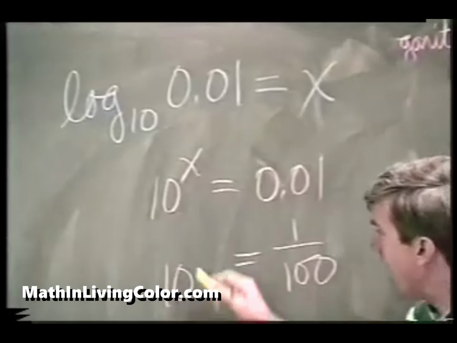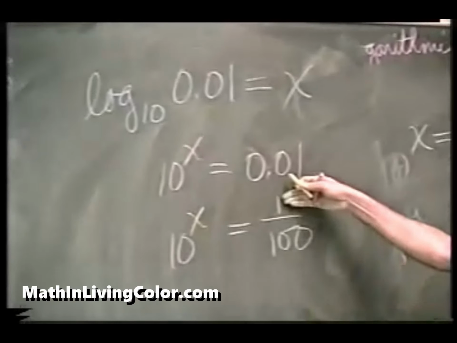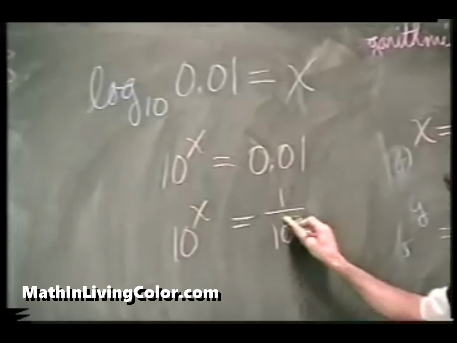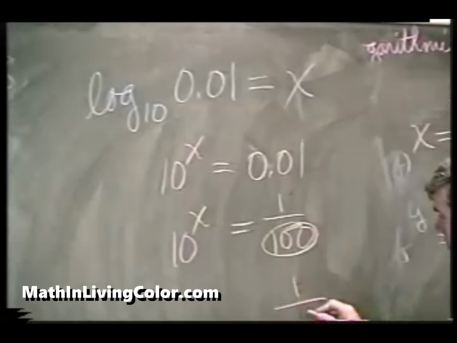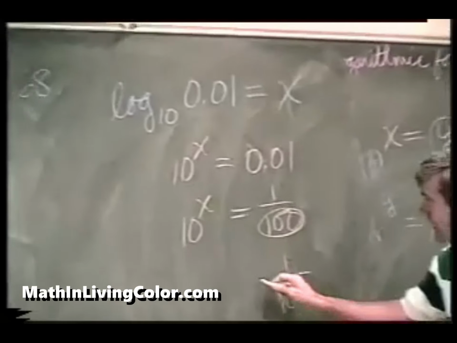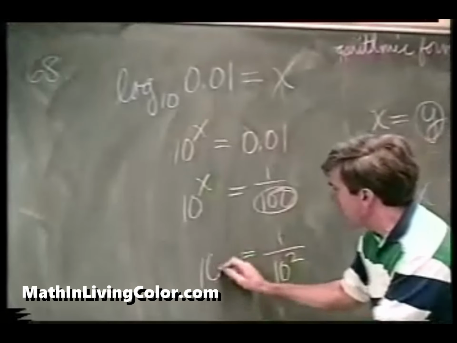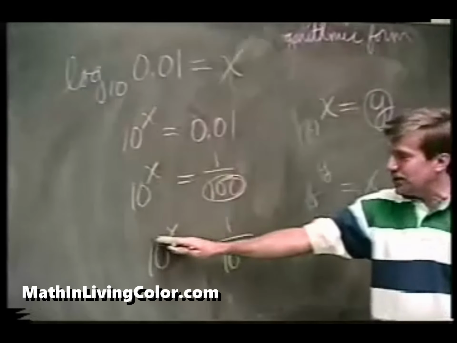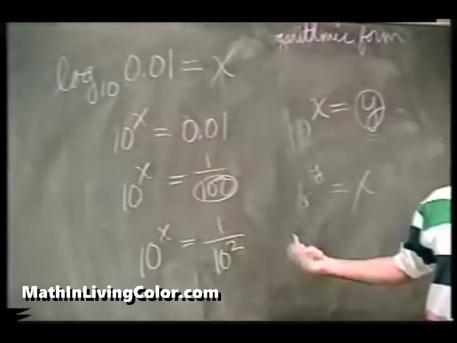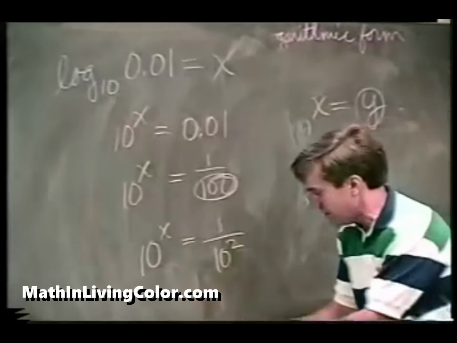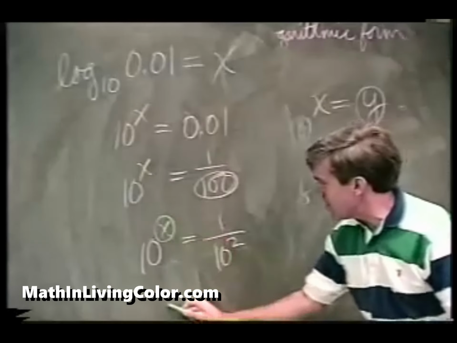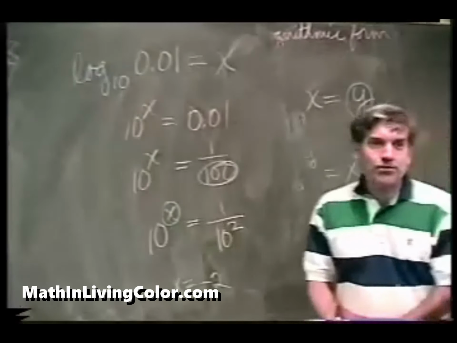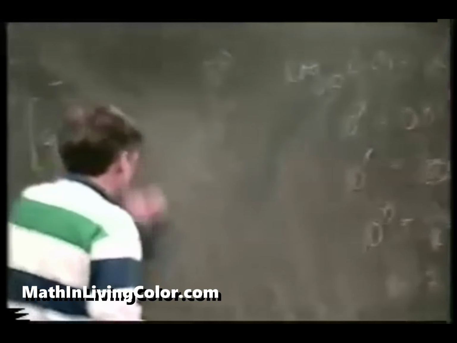Do you recognize it now? 10 to the x, 10 to what power would be 1 over 100? Do you recognize what 100 is? 100 right here would be like 10 to the second. So I've got 10 to the x equals 1 over 10 to the second. What do you have to do to get a fraction, to get 1 over something? Negative exponent. So therefore x equals what? This x right here would have to equal -2.